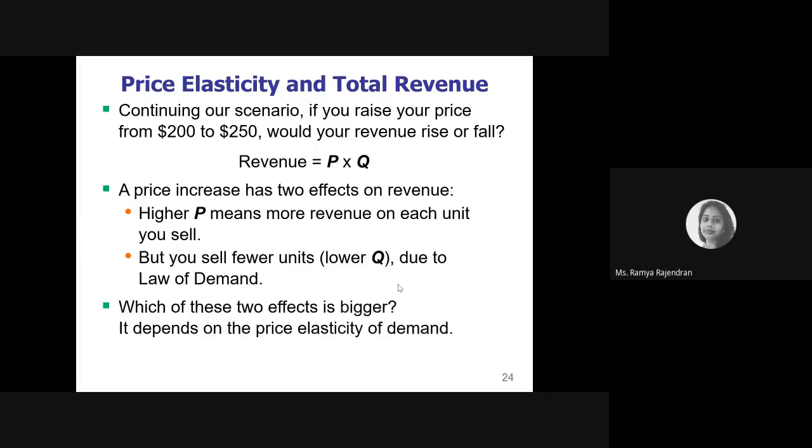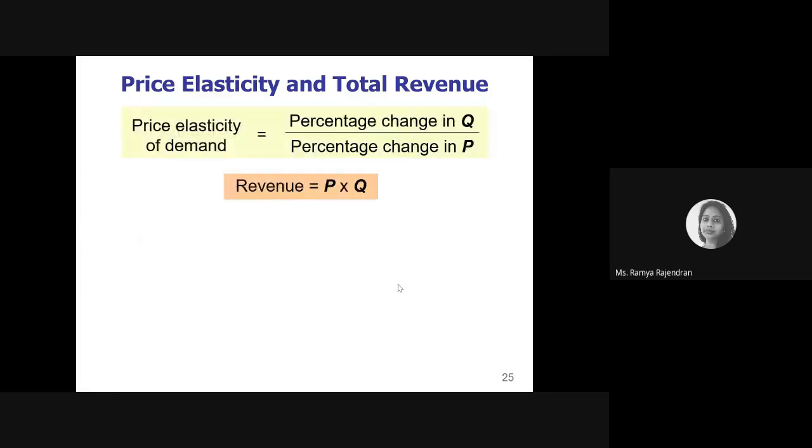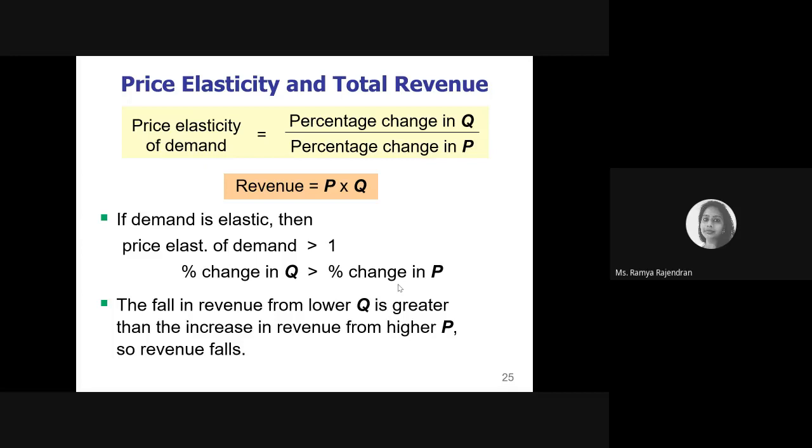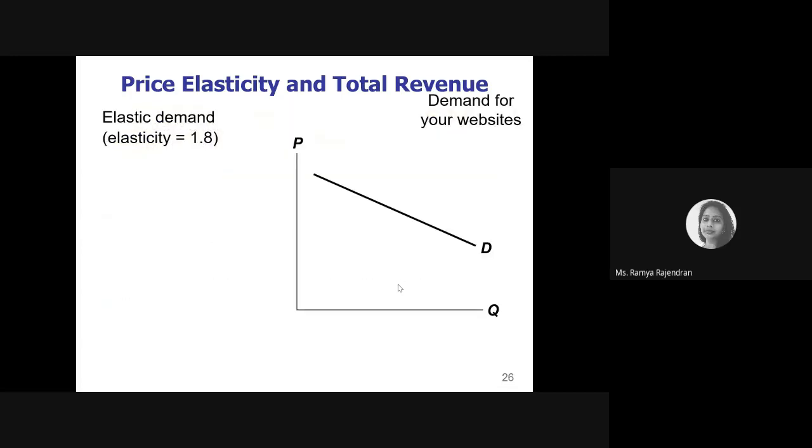So let's see what happens. If the demand is elastic, which is greater than 1, what happens? The percentage change in quantity is greater than the percentage change in price. We'll just see this in the example. I'll show you the example.